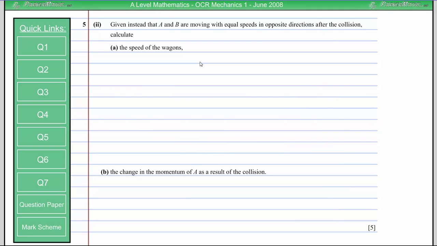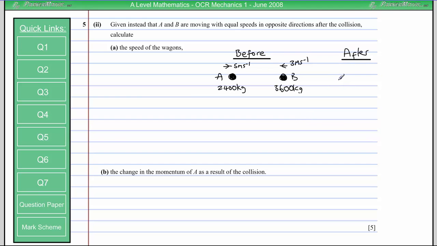Question 5, part 2. Given instead that A and B are moving with equal speeds in opposite directions after the collision, calculate, in part A, the speed of the wagons. Well, I'm just going to borrow my diagram from part 1. So the diagram for before the collision is the same as in part 1.